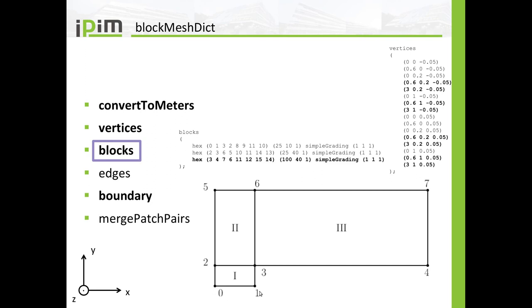It's 0, 1, 3 and 2 and not 0, 2, 3 and 1. So take care of the orientation, this is important. And it is the same orientation in all the blocks. So it's 0, 1, 3 and 2 and then again the same counterclockwise orientation 2, 3, 6 and 5 and 3, 4, 7 and 6.